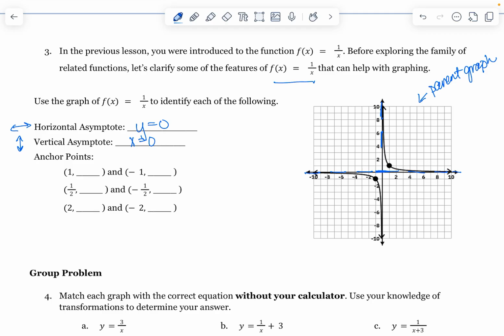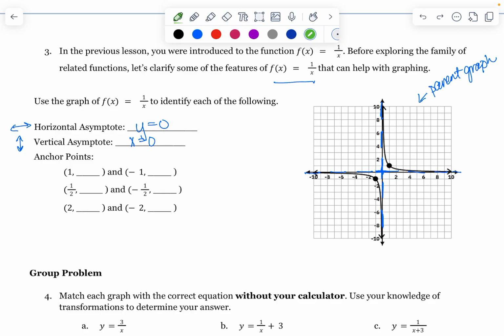So this right here is our vertical asymptote, and it comes down and hits our x-axis at 0. I'm going to change colors here. Even if I were to shift it to the left, my vertical asymptote would still be vertical, and it would hit my x-axis. That's why we call it x equals 0 for our vertical asymptote.